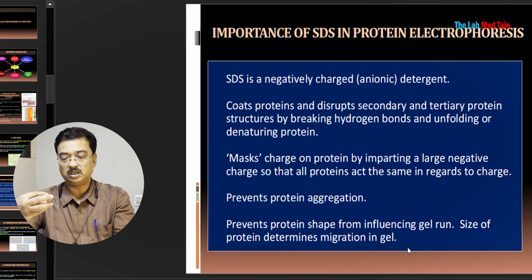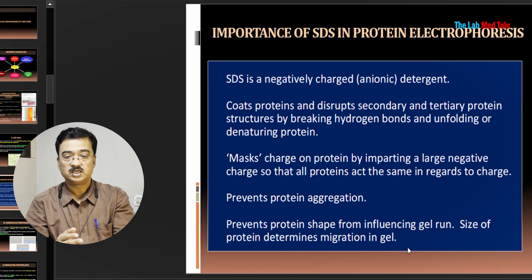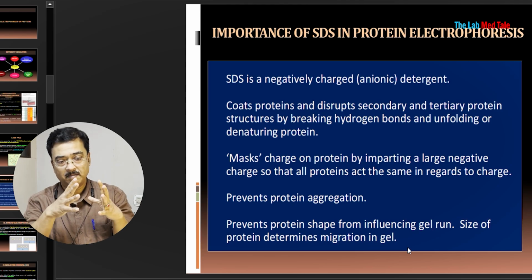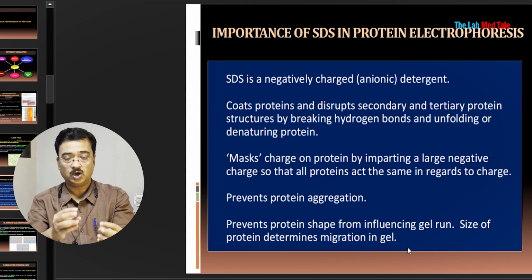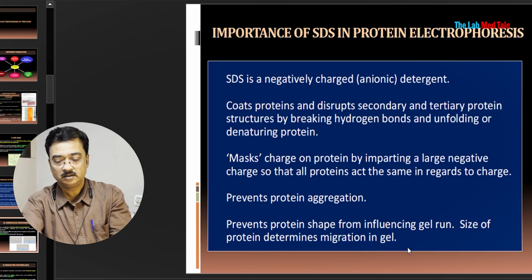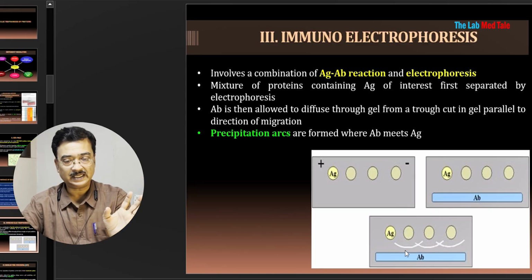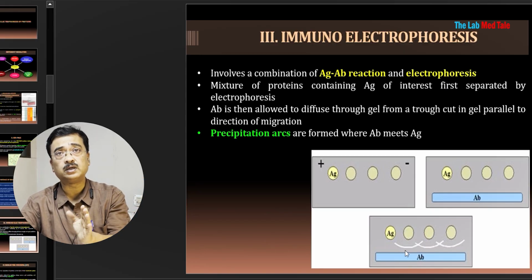So if pore sizes are very small, then smaller ones will face less resistance and will move forward, and larger ones will be hindered and stay back. So therefore, the mass is the main determinant of the different mobility of the molecules. This is what happens: separation of the molecules only as per the mass.